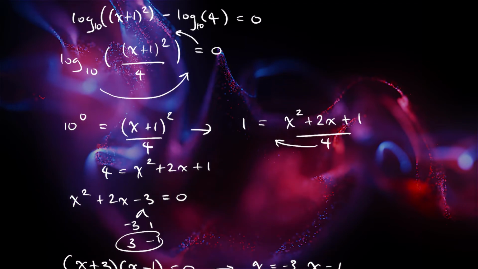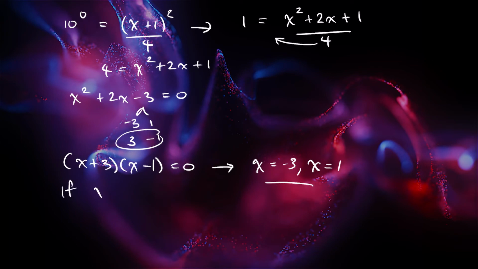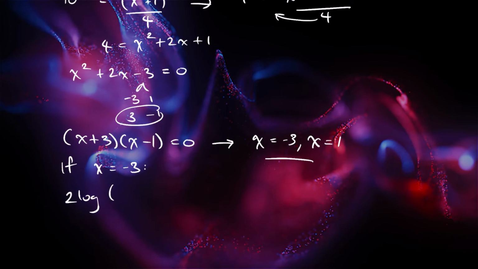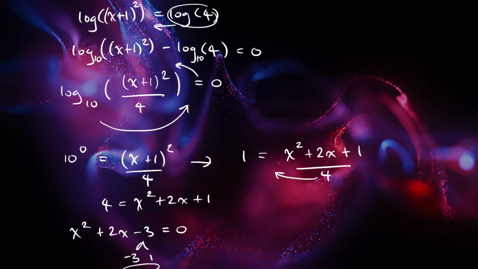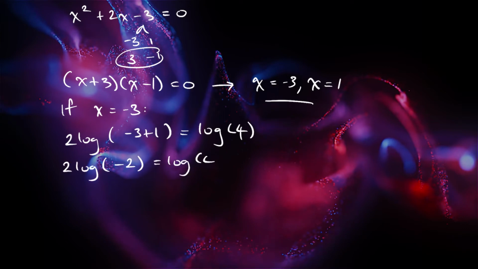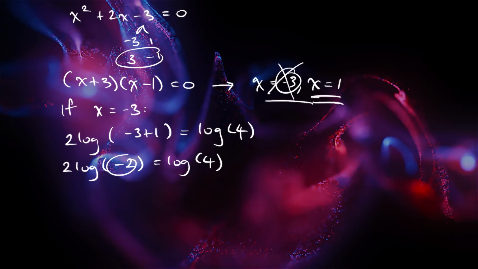Let's just have a look at where x is in our logarithms to see if x can indeed be a negative number. And so x is here. So if x was negative 3, then we would have 2 log of negative 3 plus 1 is equal to log of 4. Right? And so we'd have 2 log of negative 2 is equal to the log of 4. But remember from our last video that, in fact, the argument of a logarithm can never be negative. And so negative 3 is not a valid answer, and so x can only be equal to 1 for our logarithm. That was a bit of a tricky question.